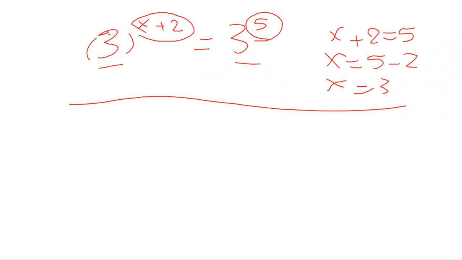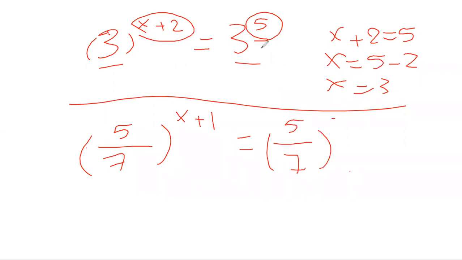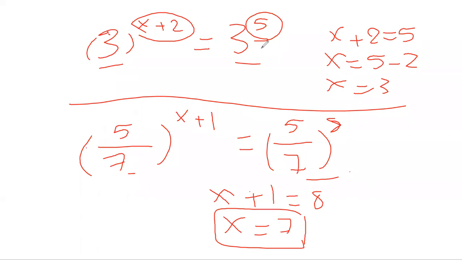I will take a question for each participant and then I will leave. Okay, Sandy. If I have 5 over 7 power x plus 1 equals 5 over 7 power of 8. What will be the value of x? x equals 8 minus 1 equals 7. Yes, bases are equal, so x plus 1 equals 8. So x will be 8 minus 1 equals 7. Okay, who's next?